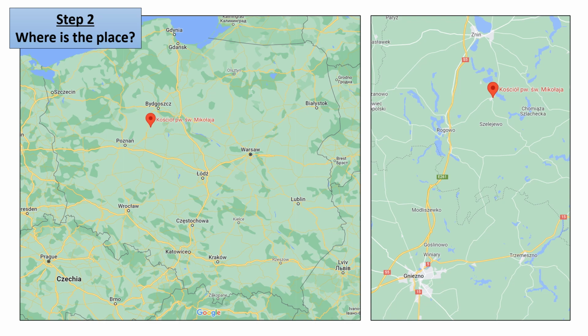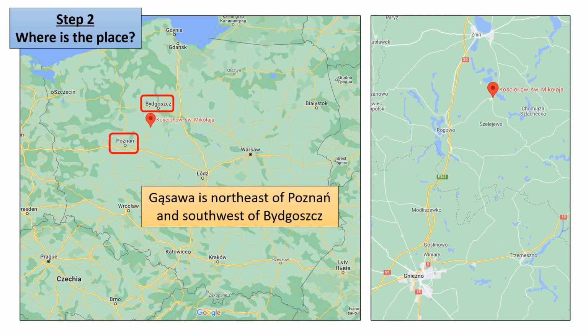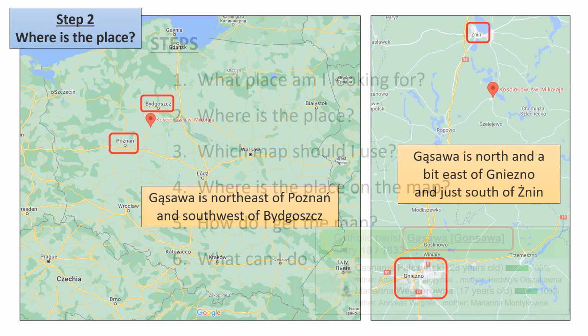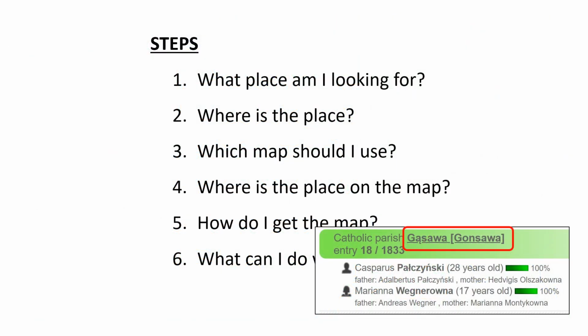Before moving on to the next step in the 6-step process, we need to have a little better idea of where Gonzawa is, and zooming out on the Google map shows us that it is northeast of Poznań and southwest of Bydgoszcz. Zooming back in a bit shows that it is a bit east of Gniezno and just south of Żnin. Having an idea of where Kasparas and Mariana were married, let's find this place on an old map.